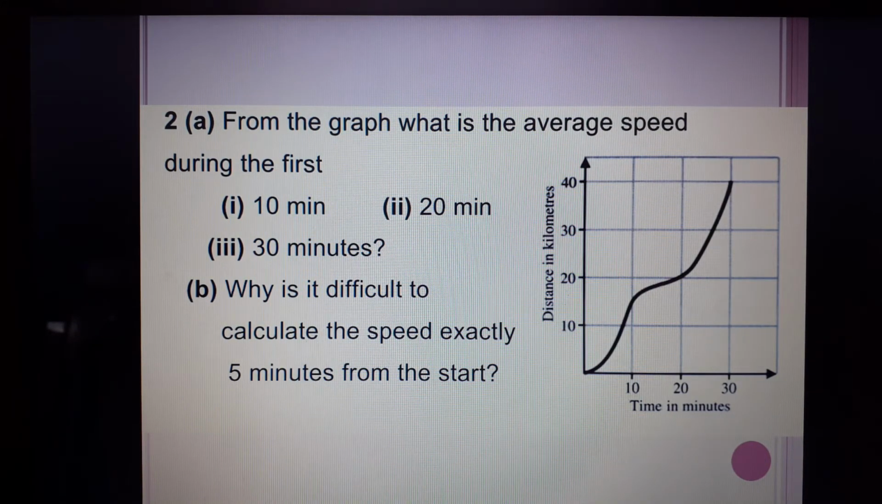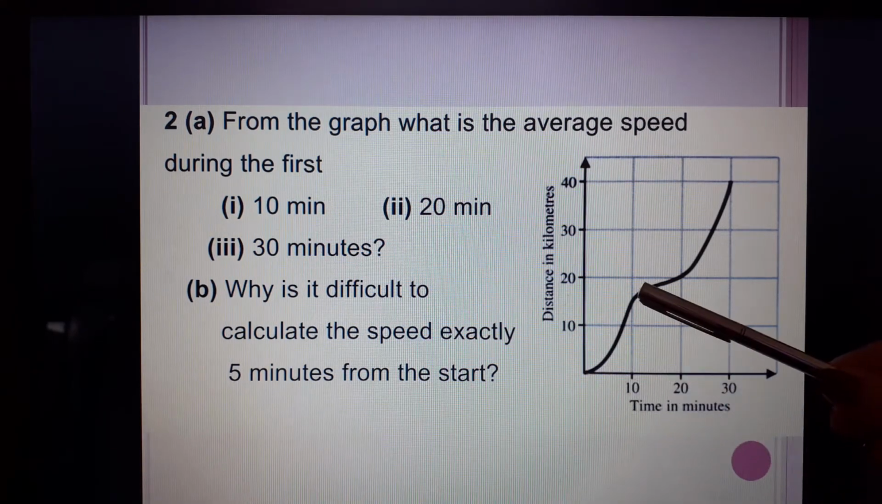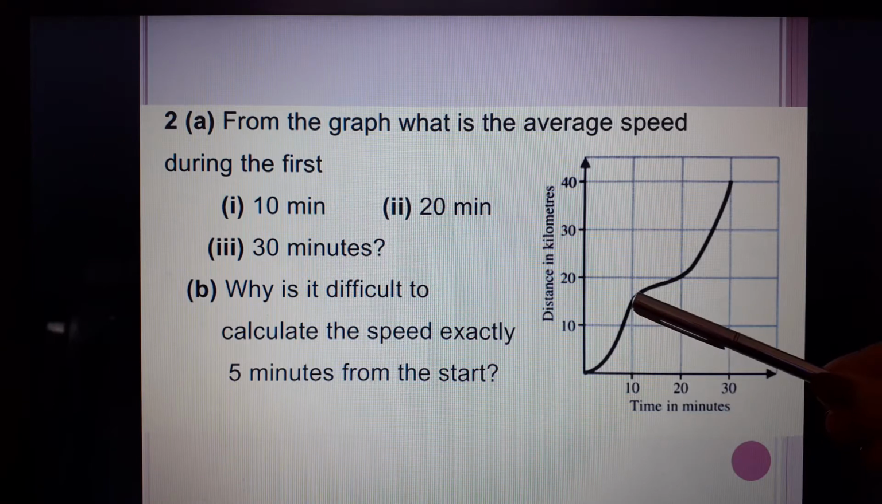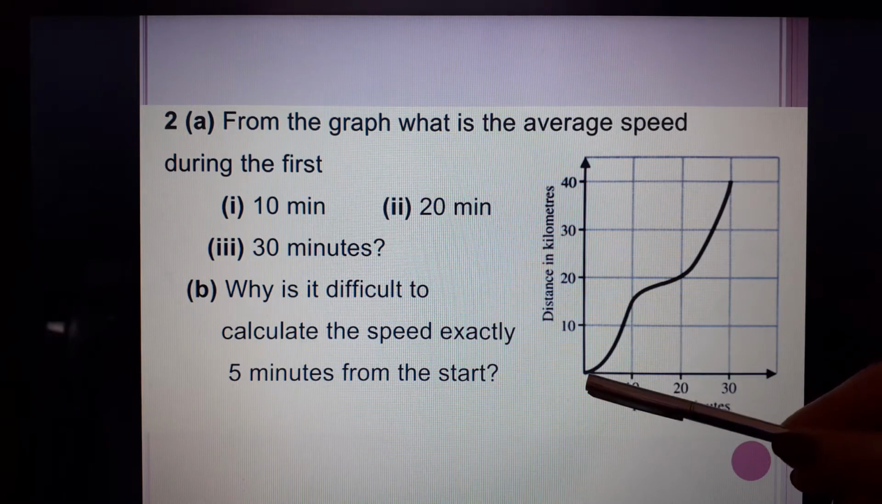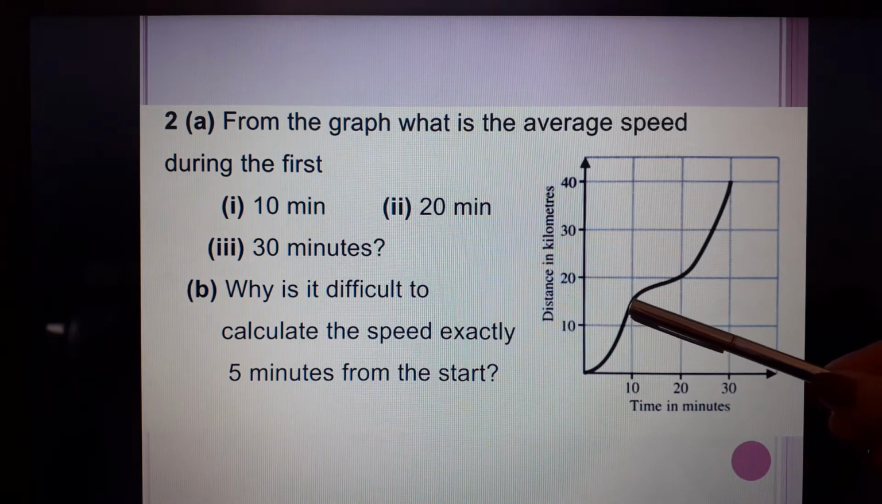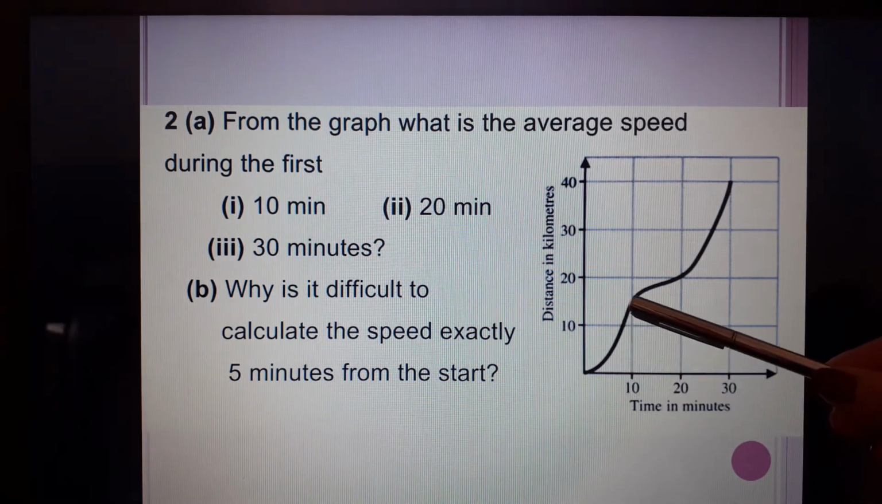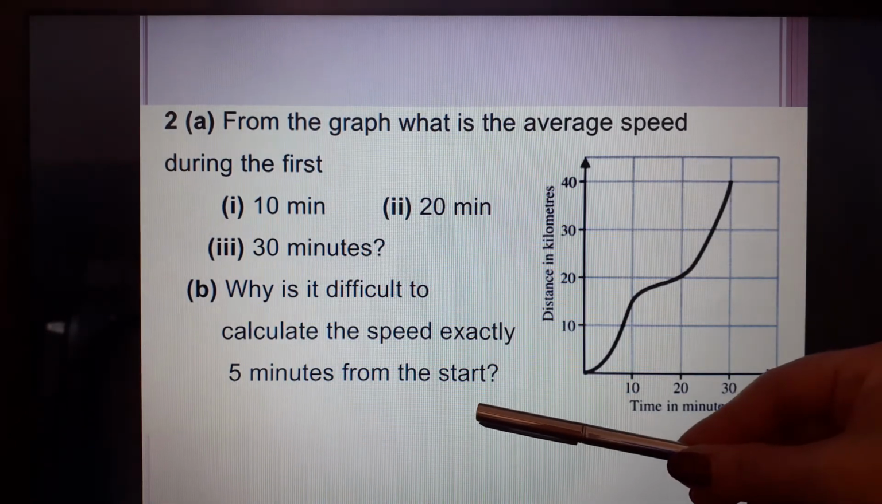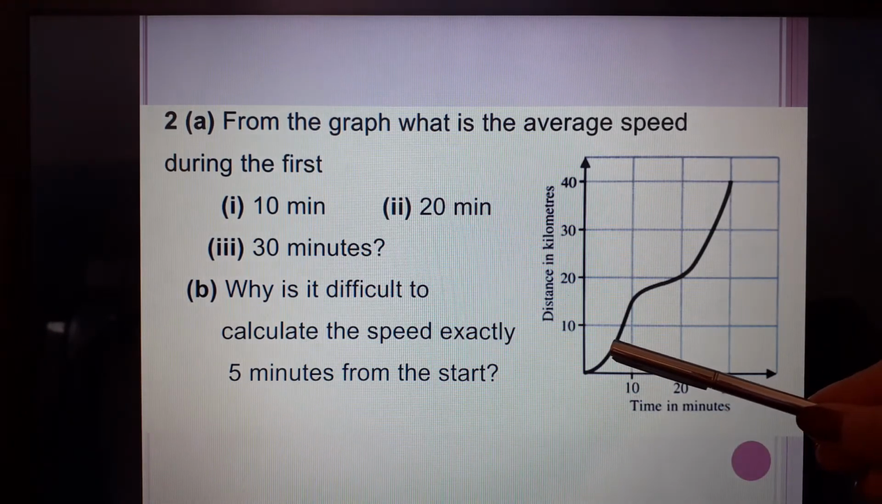That would be a more realistic graph of a car's journey. It would be travelling in curves. It wouldn't just be straight edges that would change from one speed to another instantly. It would have to gradually change. And we can see that, yes, the average speed here is 1.5 kilometres per minute, but the actual speed at any particular point of the journey changes. We can't see exactly what the exact speed is 5 minutes from the start.